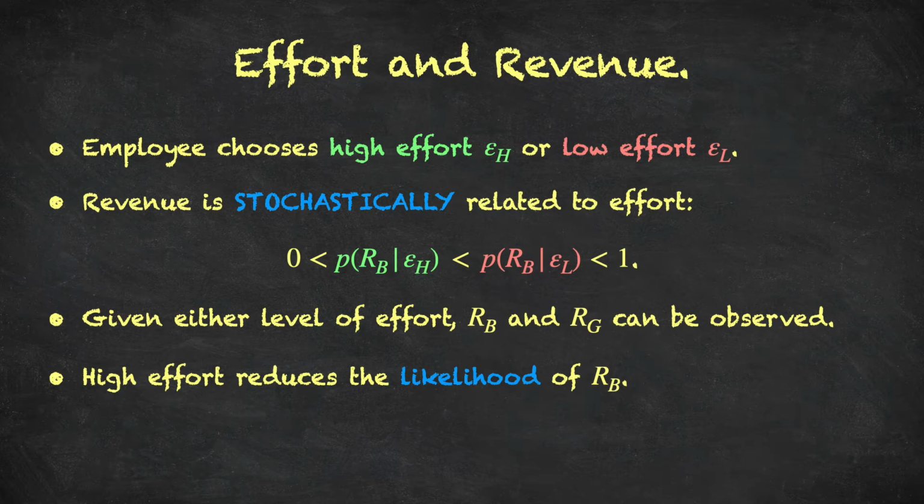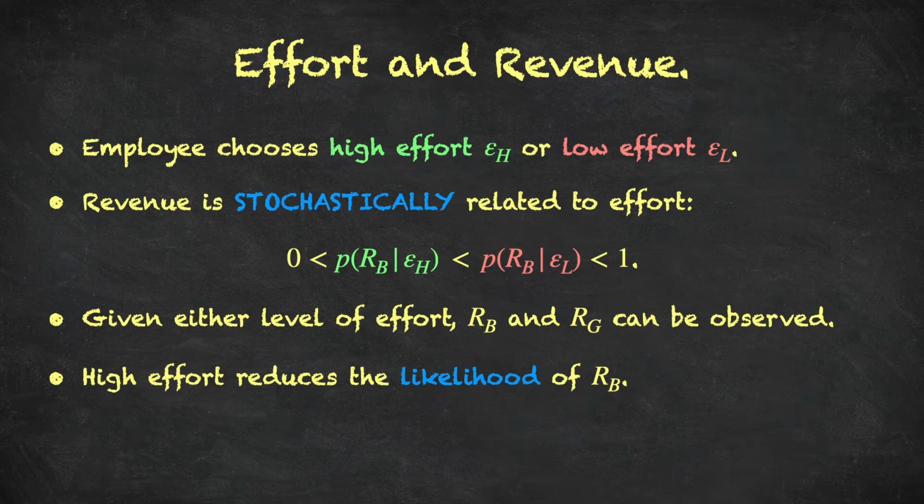A key assumption that we're going to make in this model is that the level of effort cannot be deduced by observing the level of revenue. Mathematically, we would say that effort is not measurable by observing revenue. So whatever the level of effort the employee chooses, it's possible that there will be bad revenue or good revenue. Okay, so revenue is random and both levels are possible under both levels of effort.